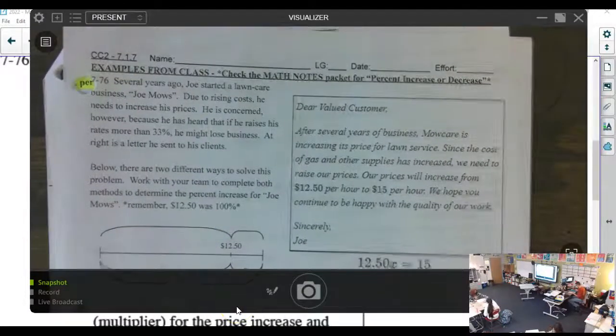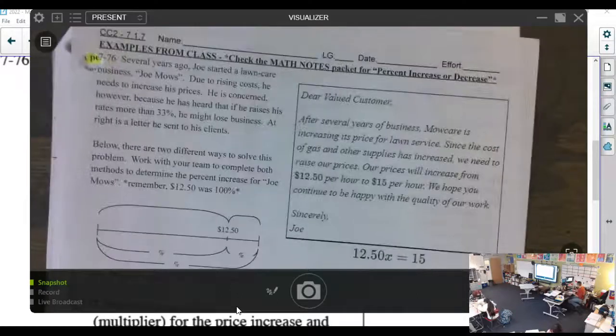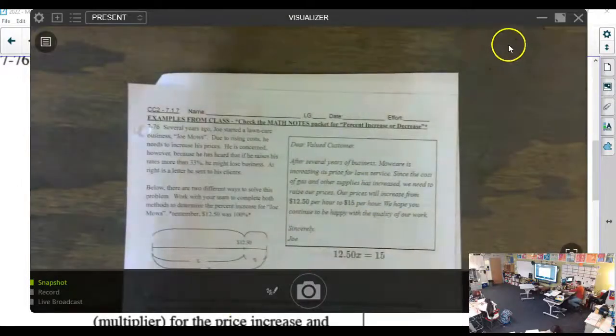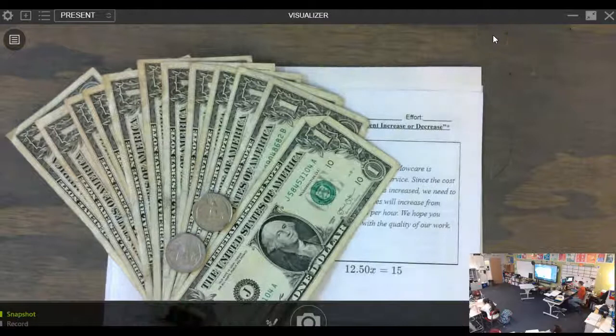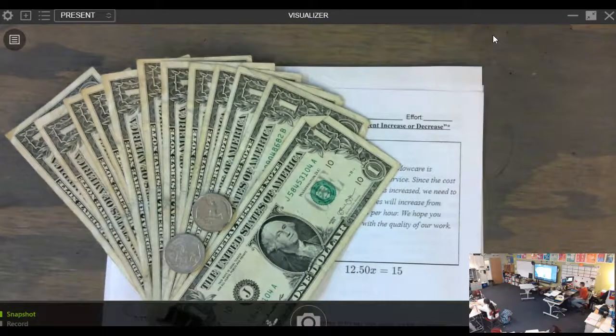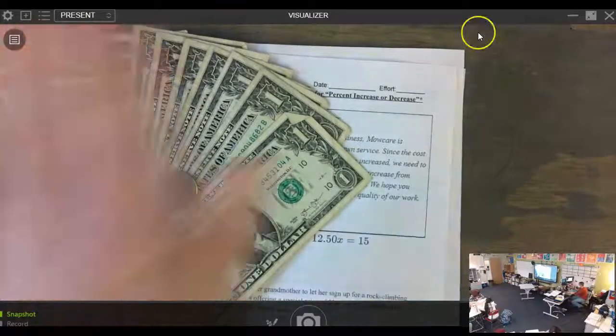Since the cost of gas and other supplies has increased, we need to raise our prices. Our prices will increase from $12.50 per hour to $15 per hour. We hope you continue to be happy with the quality of our work. Sincerely, Joe.